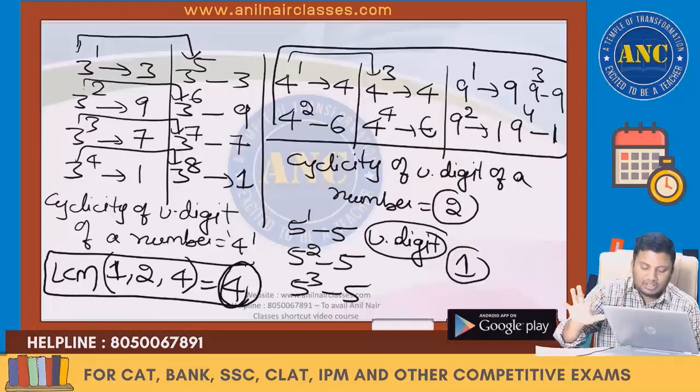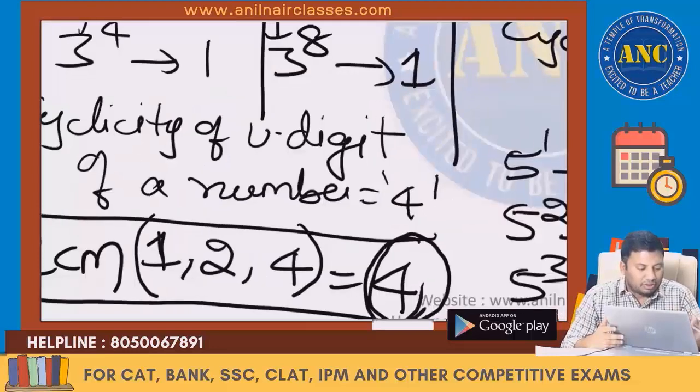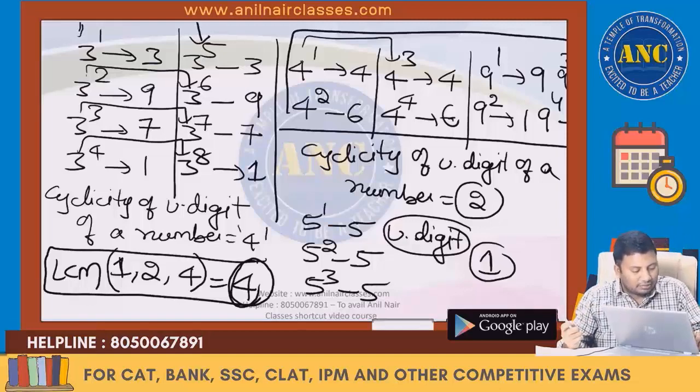For some numbers you are getting 2, for some numbers you are getting 4, for some numbers you are getting 1. 1, 2, 4. The generic cyclicity is nothing but 4. I hope it is clear. Now we will write one important key point. Please write down.